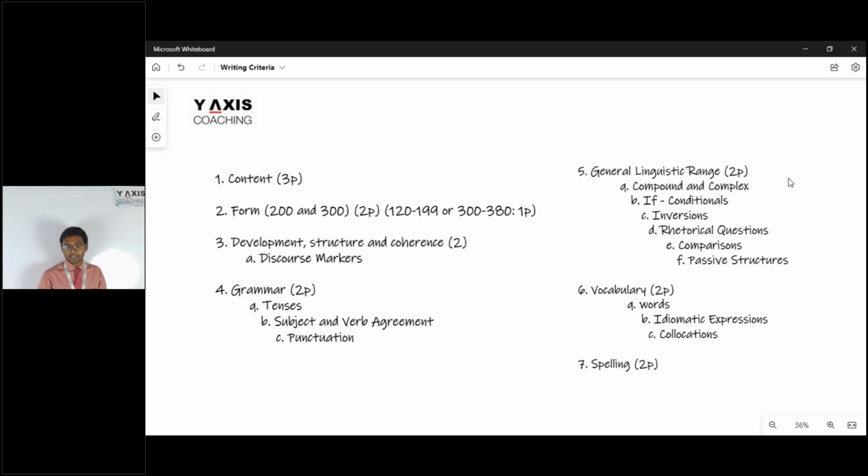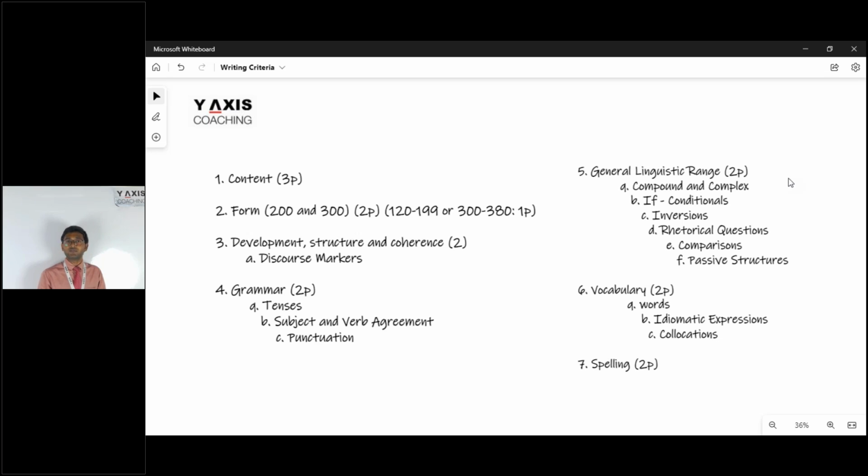Now the third criteria, we have development, structure and coherence. So we should properly develop our essay, and all our ideas should be logically structured and connected. And use discourse markers to connect all the ideas effectively. And discourse markers are phrases that are used to connect things. Have a look at them and please use them effectively to have proper coherence.